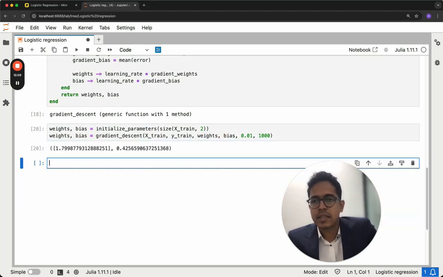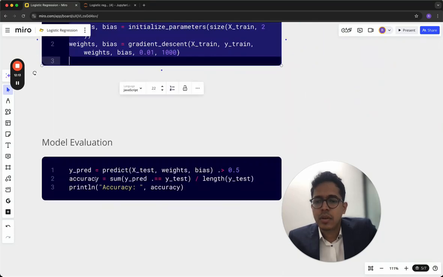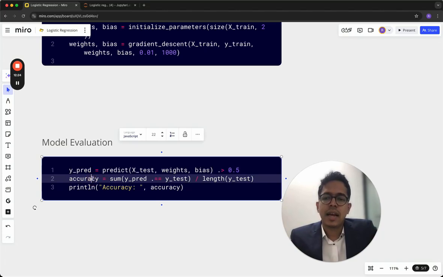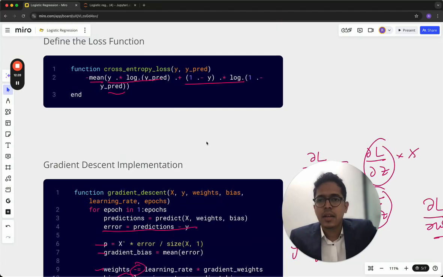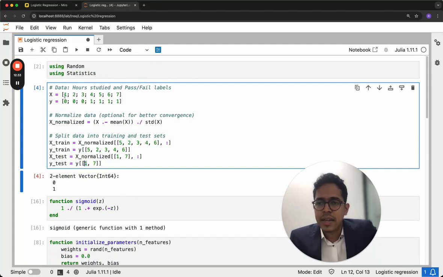Now let's make a prediction because we are going to be predicting on the test data. In the model evaluation, we are predicting on test data with the latest values of weights and bias, and the cutoff we are setting at 0.5. This we can set at whatever we want. Accuracy is basically accuracy for all data points in the test. We had only 2 data points in the test. The first data point was at index 1, which was x equal to 1 and y equal to 0. Second was at index 7, x equal to 7 and y equal to 0.